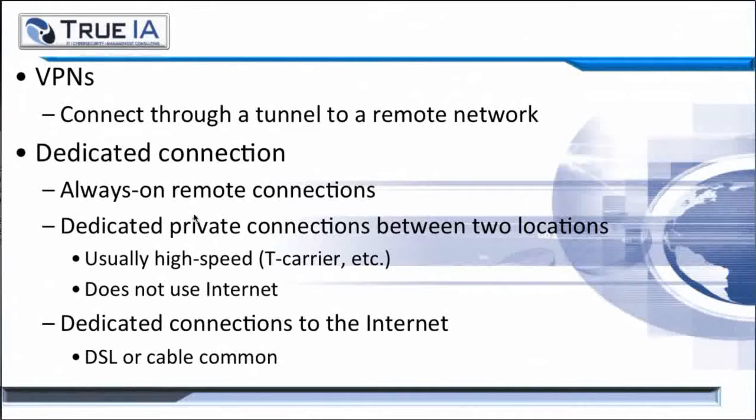Next will be VPNs. VPNs connect to the networks via a tunnel. There are several types of VPNs. You can have an always-on type of remote connection, a dedicated private connection between two locations. This is where your T1 lines come in, or dedicated connections to the internet. This is where your DSL and your cable modems come in.